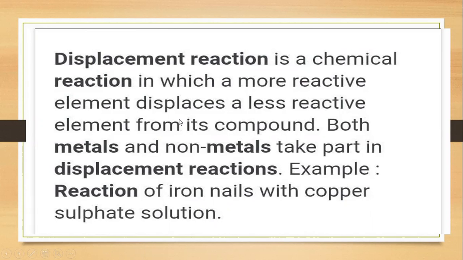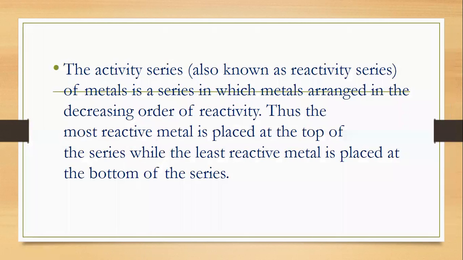For this, we should have an idea about the reactivity series. The reactivity series of metals is also known as the activity series. It is a series in which metals are arranged in the decreasing order of reactivity. Thus, the most reactive metal is placed at the top of the series, while the least reactive metal is placed at the bottom of the series.